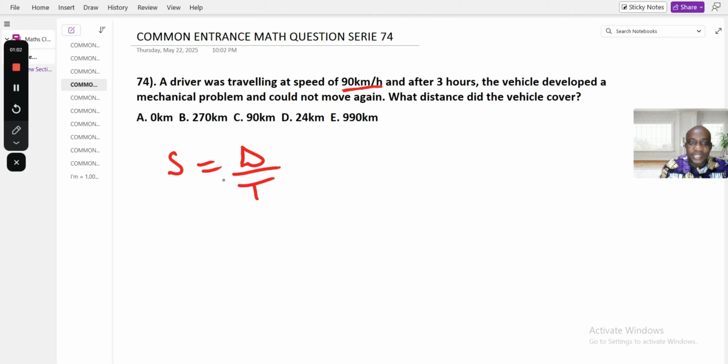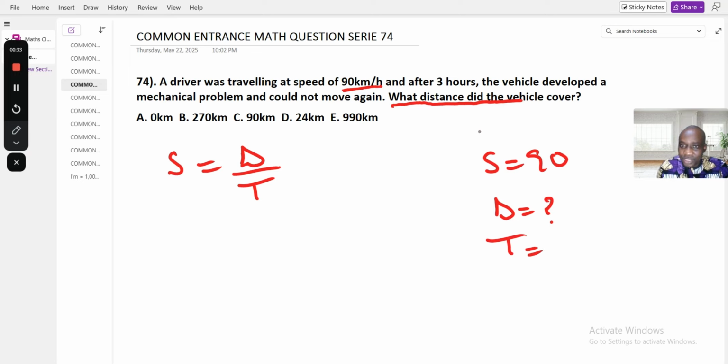Wherever you see a question like this, speed equals distance divided by time. What is our speed? Our speed is 90. What is our distance? D. The distance was not given to us, because that's what the question says. What distance did the vehicle cover? That's what we are looking for. What is our time? The time the car spent is 3 hours, which is 3. What are we looking for here? Distance.